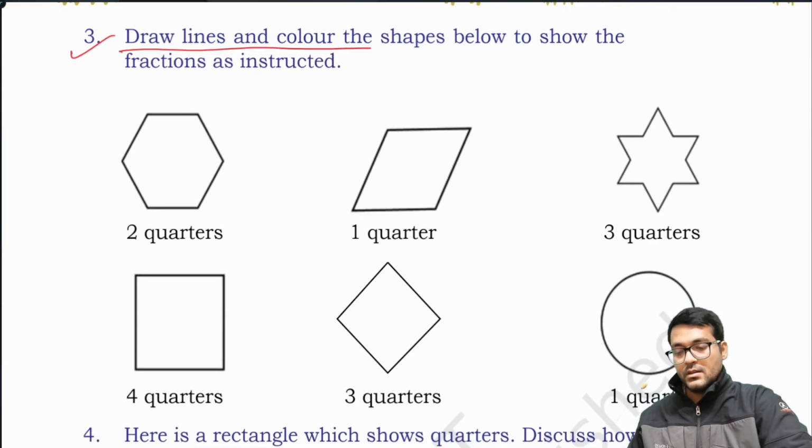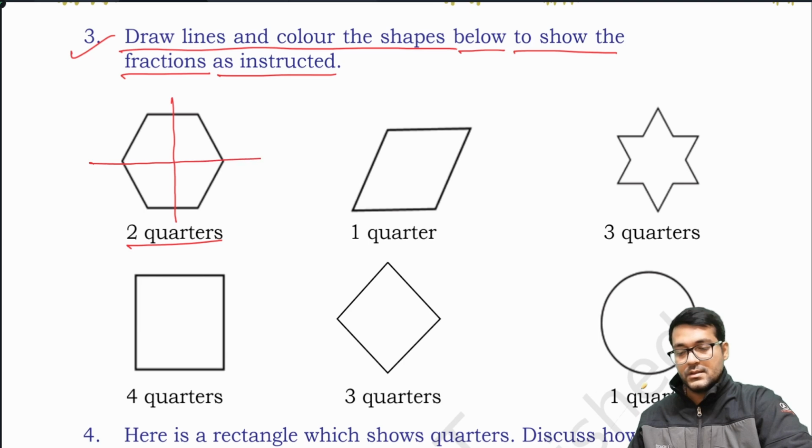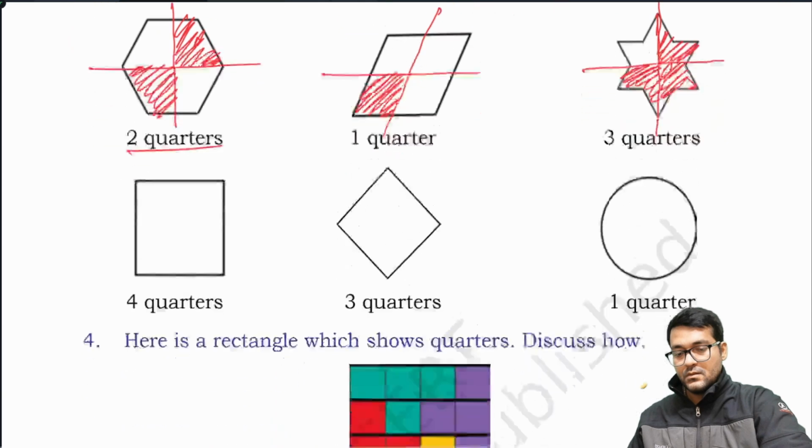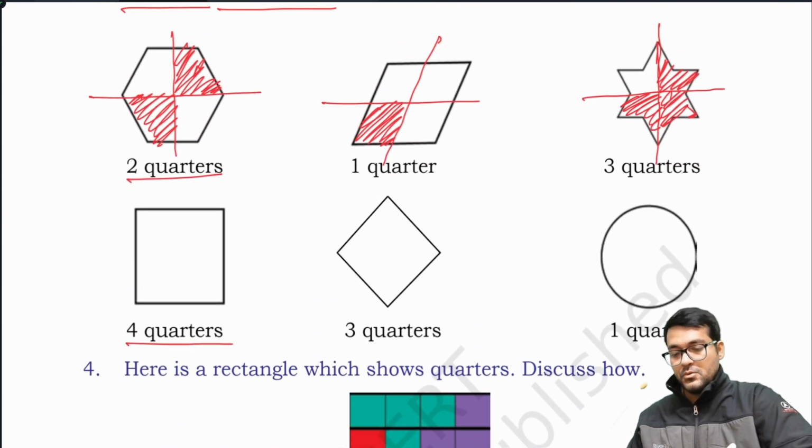3. Draw lines and color the shapes below to show the fractions as instructed. 2 quarters. First you have to draw 4 quarters like this and you have to color any 2 quarters. 1 quarter, 3 quarters, 4 quarters. 4 quarters means complete whole.